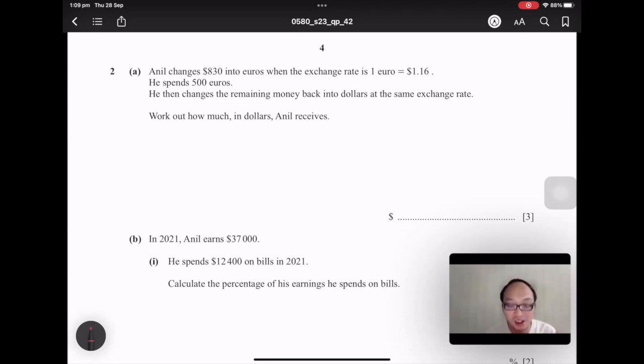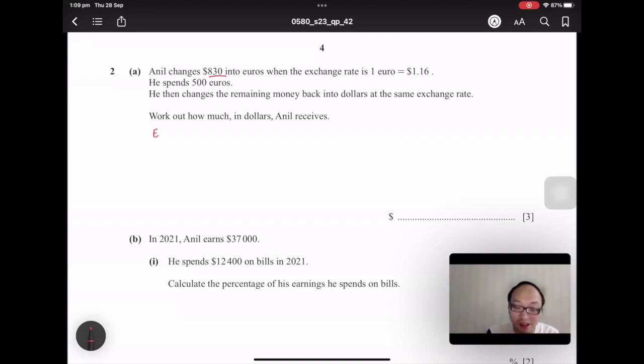Annual changes $830 into euros when the exchange rate is 1 euro is $1.16. He spends 500 euros. He then changes the remaining money back into dollars at the same exchange rate. Work out how much in dollars Annual receives. So first he spent the 500 euros. So change that $830 into euros.